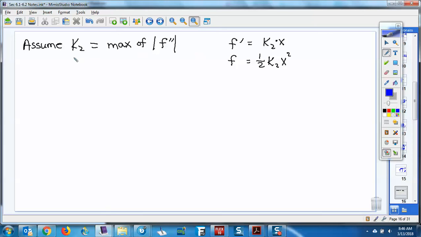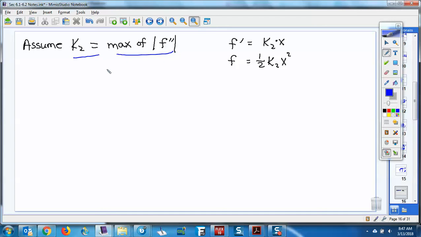But again, K2 is going to be our max of f double prime. And again, we don't care if it's negative or positive. That just tells us if it's concave down or concave up. K2 is going to be the max of f double prime. So the 2 helps you remember double prime. K1 is f prime.